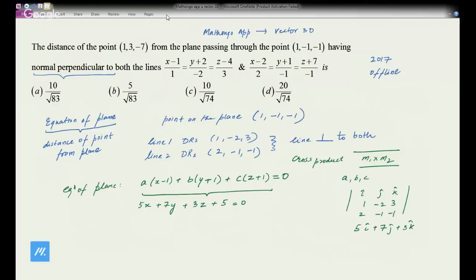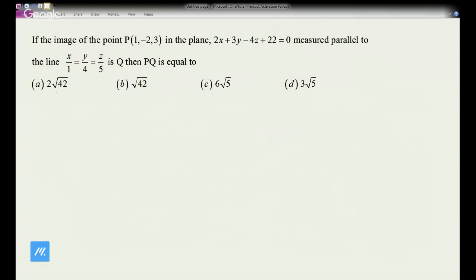The point from which you have to find the distance is given to you. So it is |5 - 21 + 5| divided by the square root of 5 squared plus 7 squared plus 3 squared. The answer is nothing but option A, 10 by root 83. Got it guys? Easy problem to solve. Let's move to the next one.